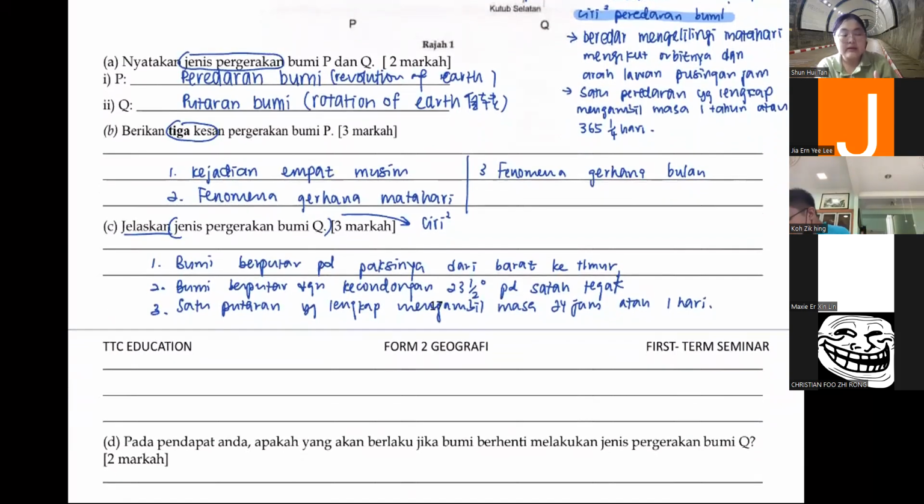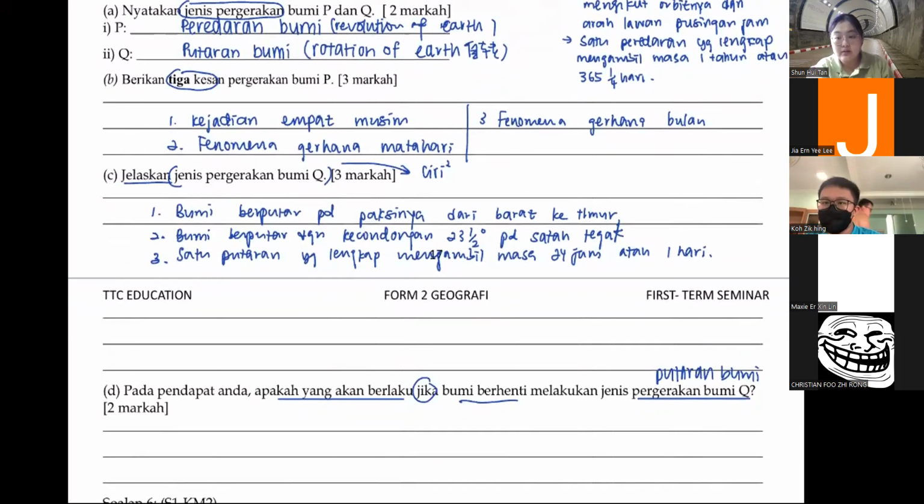Let's move up. Now you see, this one is actually a bit like a KBAT question. They ask you, pada pendapat anda, from your opinion, apakah yang akan berlaku? What will happen if bumi berhenti pergerakan Q? Q is what? Putaran bumi. When the Earth stops rotating, what will happen?